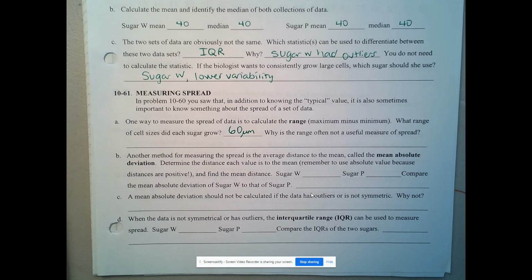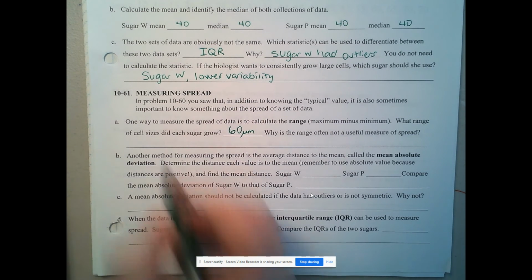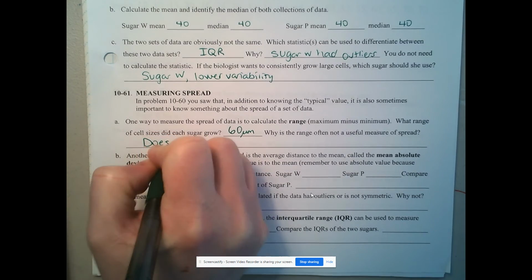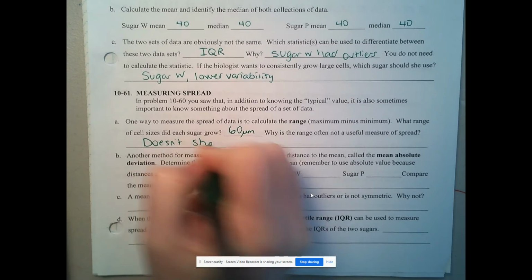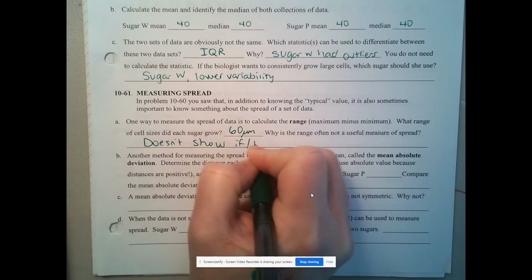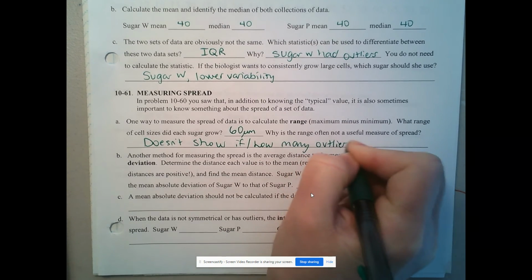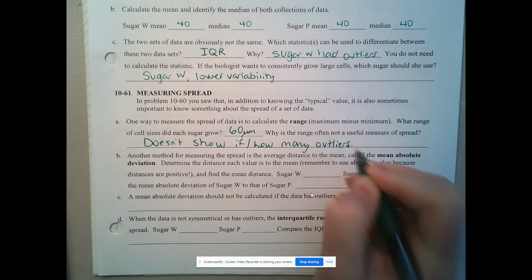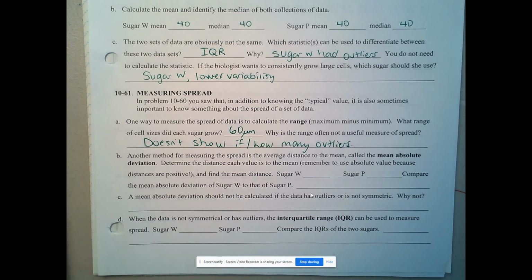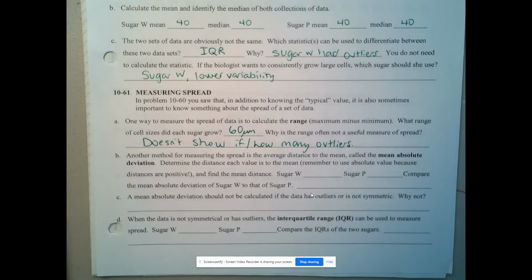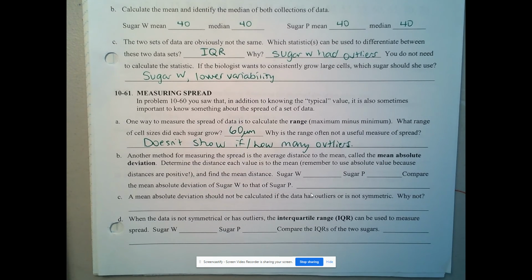So why is this often not useful? It doesn't show if or how many outliers. It really sort of lets them blend in. So if you were a scientist and you didn't want people to know you had outliers, talking about the range would sort of hide them, as opposed to talking about the IQR.